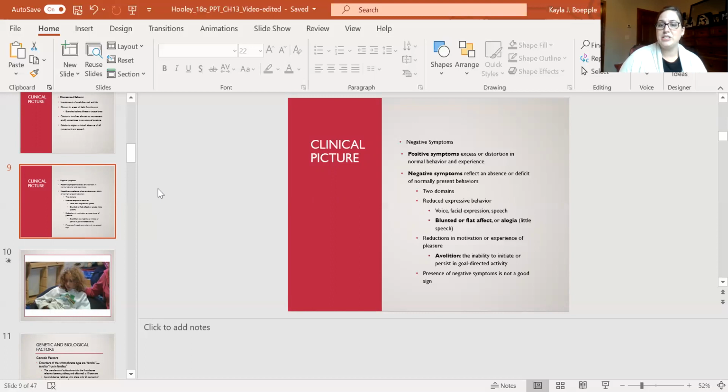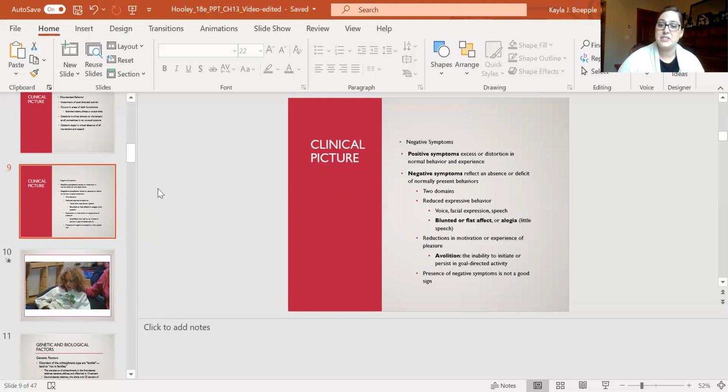Or they might have a blunted or flat affect, so not very many emotions, or they might suffer from alogia, very little speech. Or we might see reductions in movement or the experience of pleasure. Avolition is the inability to initiate or persist in goal-directed activity. So they're not able to follow through with their goals. They're probably not able to hold down a job. And once again, they probably have very poor hygiene.